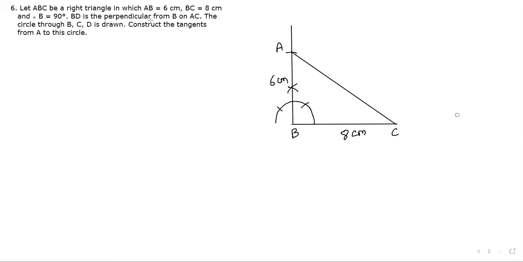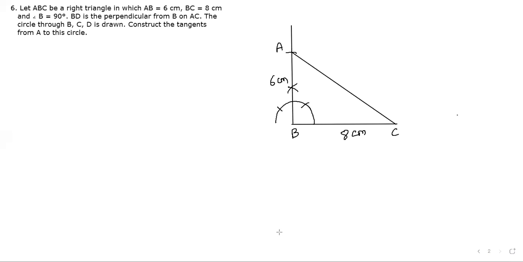BD is perpendicular from B on AC. From B, I want a perpendicular on AC. This line which has to be 90 degrees. And how to get this is important. For that, listen very carefully.